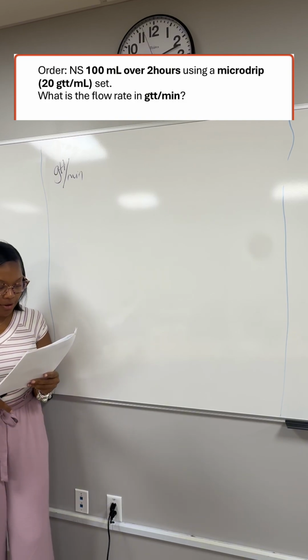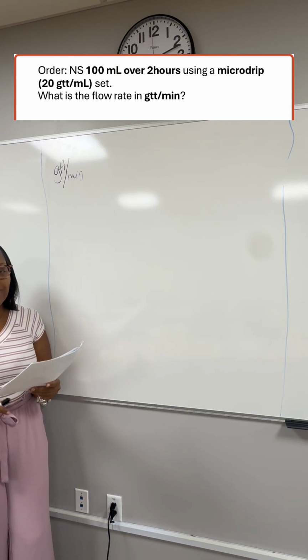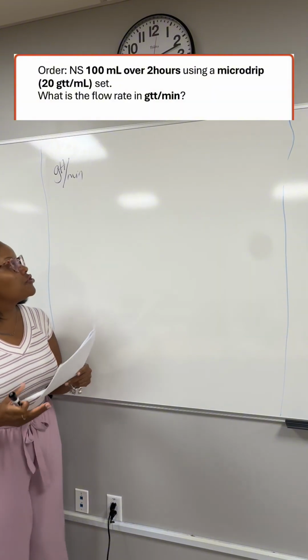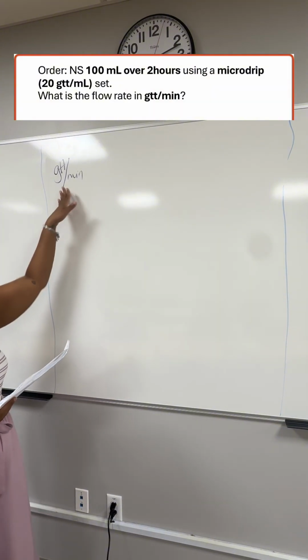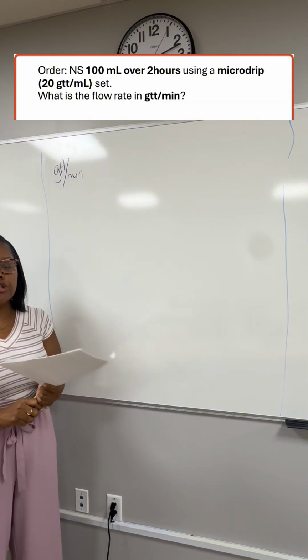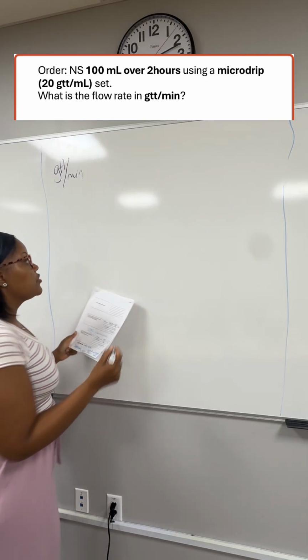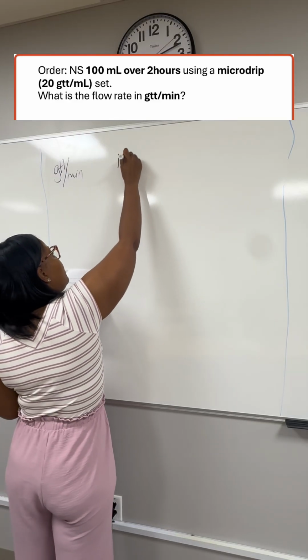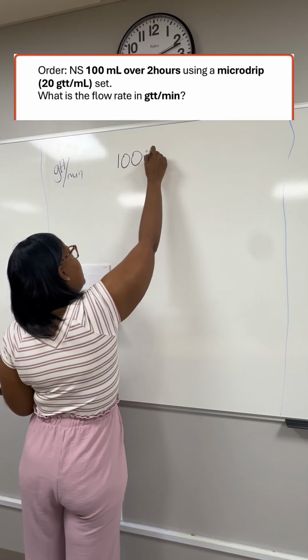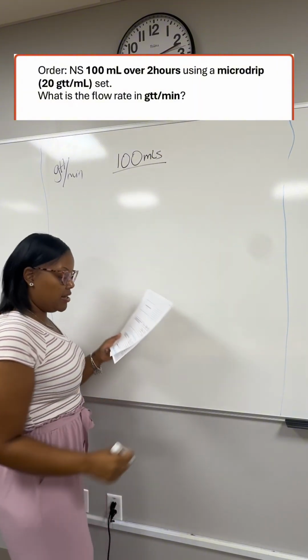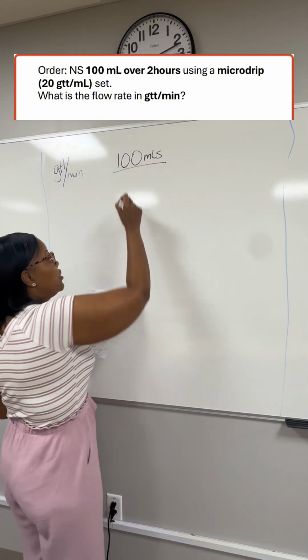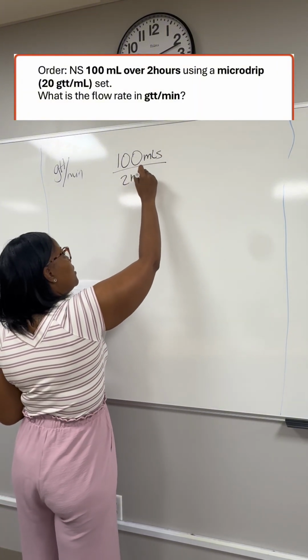The order is for normal saline 100 mLs over 2 hours using a micro drip of 20 GTTs per mL set. What is the flow rate in GTTs per minute? We already have written up here what our answer needs to end in. So let's start with our volume. We have 100 mLs, and what is our time? It is over 2 hours, so we're going to put 2 hours on the bottom.